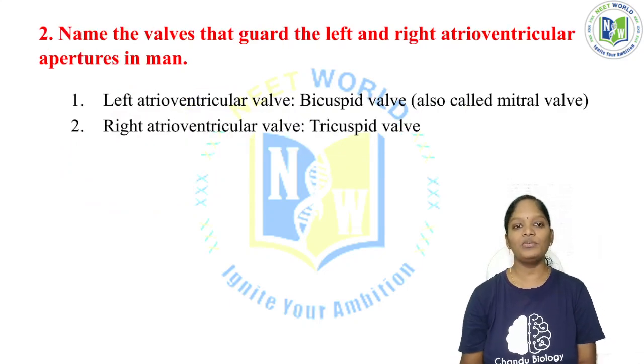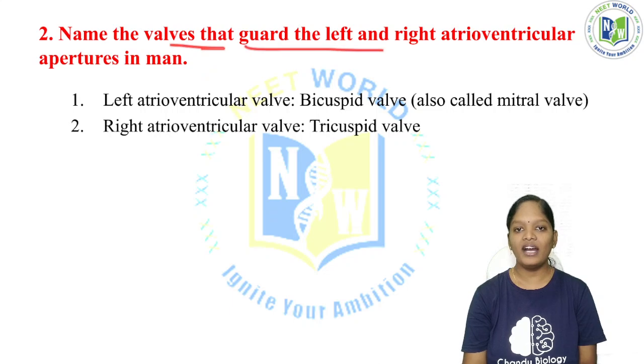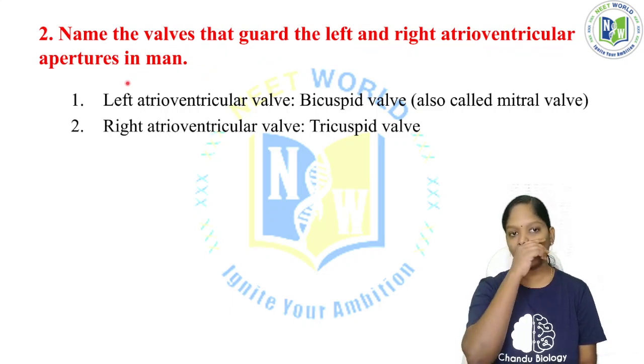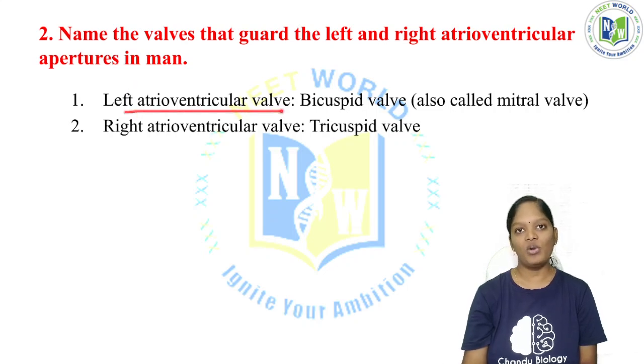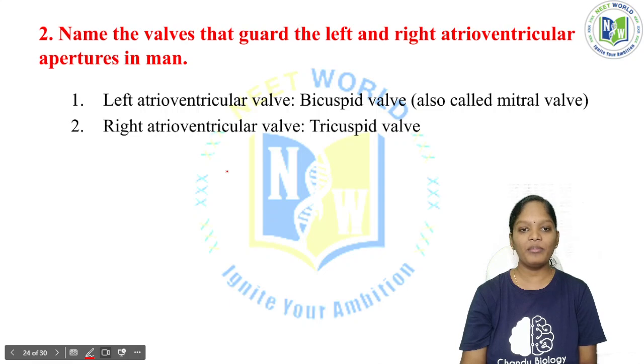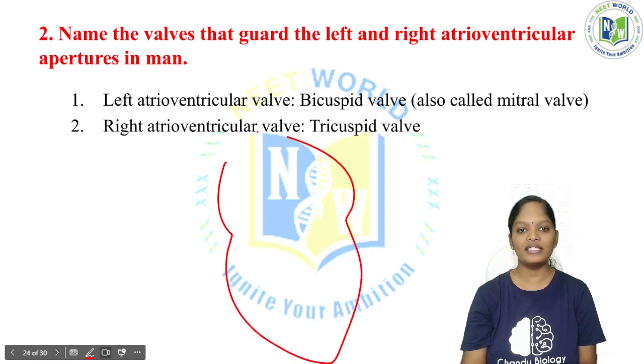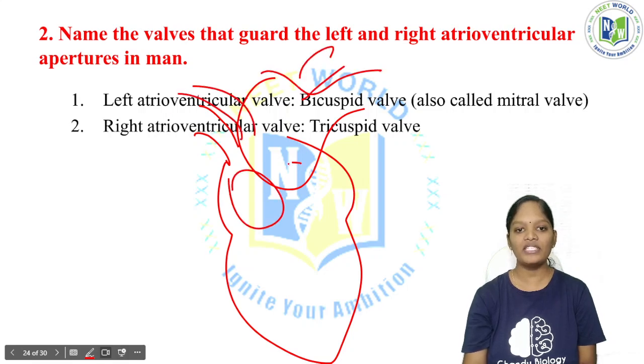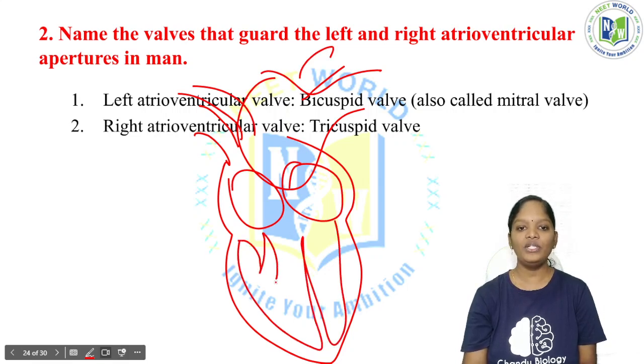Now the second question will be: name the valves that guard the left and the right atrioventricular apertures in man. They are asking about the valves present in the heart. Just look at the picture here. This is considered a heart, and here we have one chamber, here one chamber, and here one chamber, and we have three valves here and two valves here.